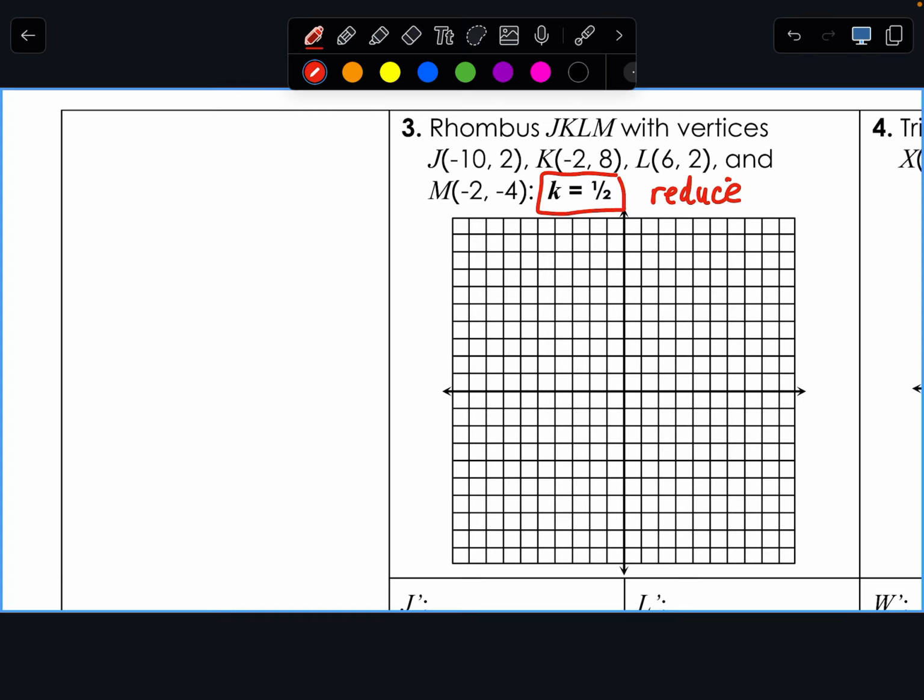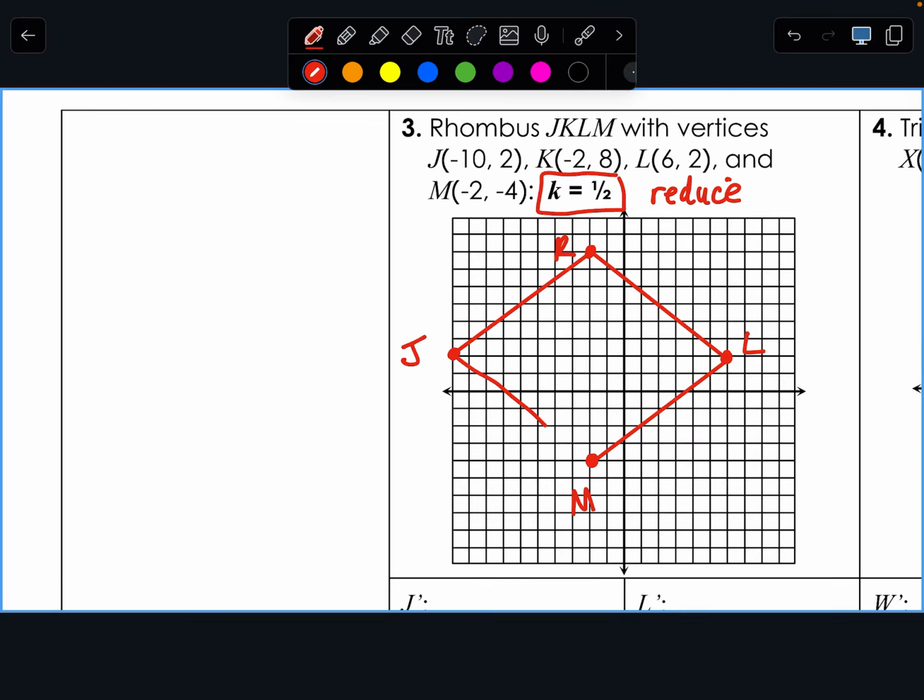So we're going to graph it first. Negative 10, 2. That's J. Negative 2, 8. K. 6, 2. That's L. And negative 2, negative 4. That's M. So there's my original image.